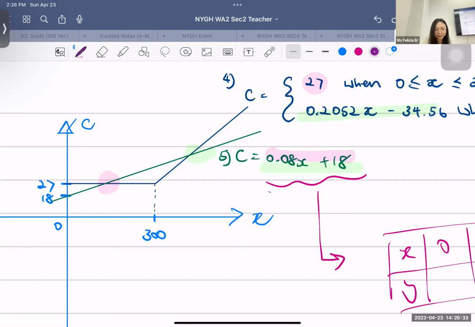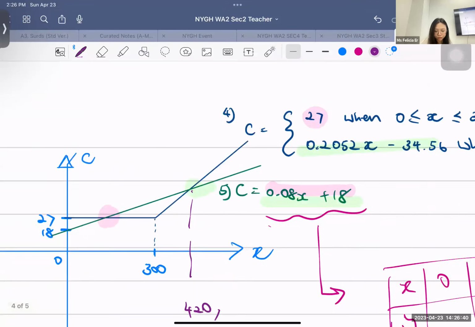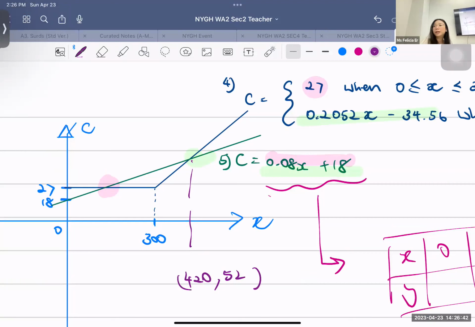Then the other answer is 140, comma, what was it? 52. Can you see that? Then you use your graph and check. Does it make sense? Yes, because it's above 300, right? The scale looks pretty even as well. It looks like it's at the 400 and above mark. And then this, it is 52. Does it make sense? It does, because it's above 27, and the scale looks pretty even as well. Okay, so this is how you check your work.